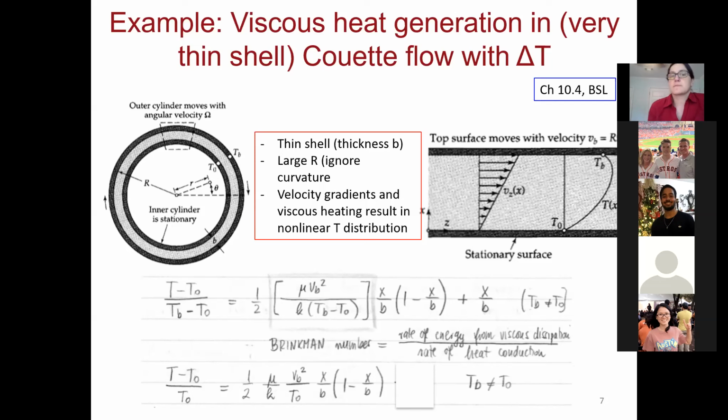But in certain problems, if this is a very thin shell and I have lubricants in various machine components, this can be pretty important. So we actually need to know what the temperature difference is.